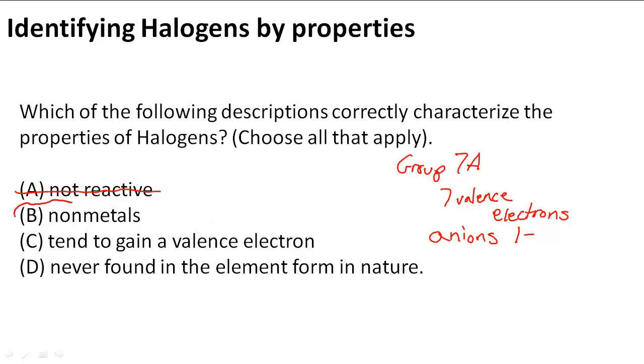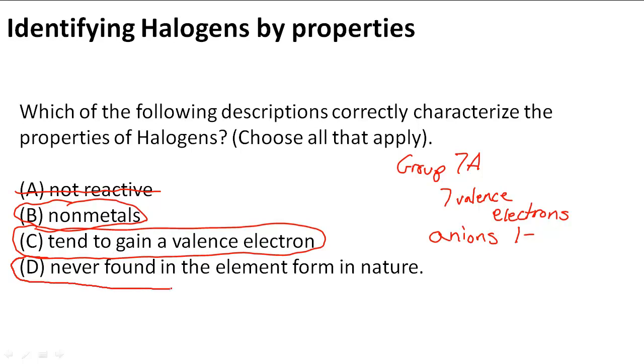So they are nonmetals. They tend to gain a valence electron. We just said that, so they do gain a valence electron, so they can get that 8, the octet rule, which says that they want 8 valence electrons to be stable. And they're never found in element form in nature, and that's because they are reacting all the time to get that 8 valence electrons. They're trying to react to get to that stable form. So you don't find them in their element form in nature.